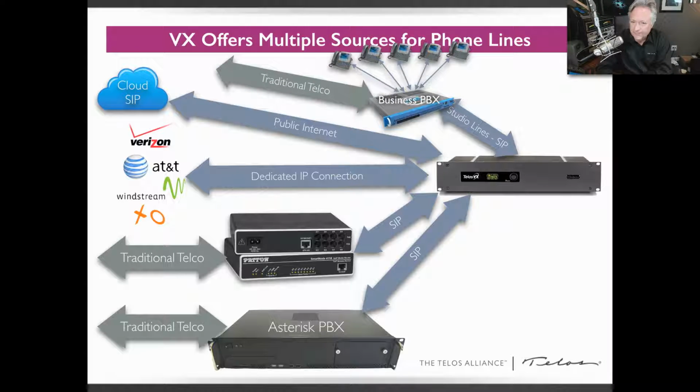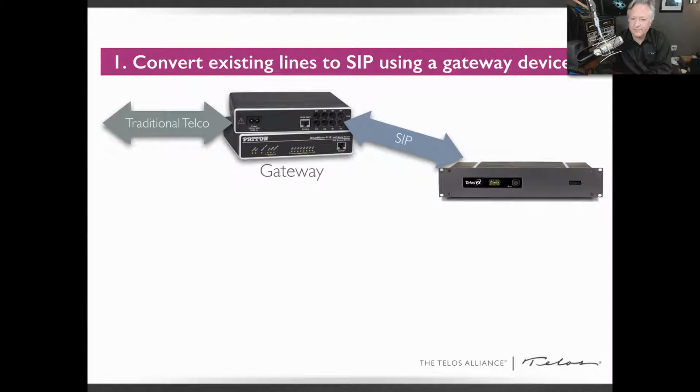If you can arrange for a quality public internet connection, this can be a really good solution, and plenty of broadcasters are using this. And finally, the 5th way is to use your existing business PBX. A lot of business PBXs made in the last few years have the ability to talk to SIP extensions, and you would just get more SIP extensions from your business PBX and wire that into your Telos VX through Ethernet. Traditional telco would be coming into your business PBX. So there are the 5 ways to do it. We'll look at them a bit more in depth here.